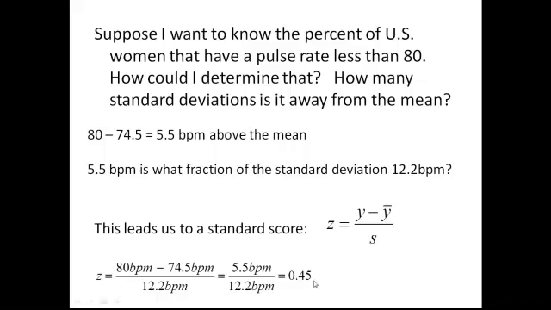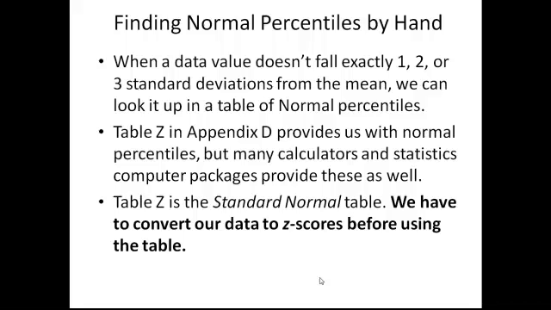So basically what this standard score tells us is what fraction is 5.5 of our standard deviation, 12.2. Well, it looks like it's 0.45. As we mentioned earlier, just about almost half. So keep in mind that when you divide these out, the beats per minute, that is the unit, disappears. So this is indeed a standard score. A pulse rate of 80 is 0.45 standard deviations above our mean. Now that's great, but what do we do with this information of 0.45?